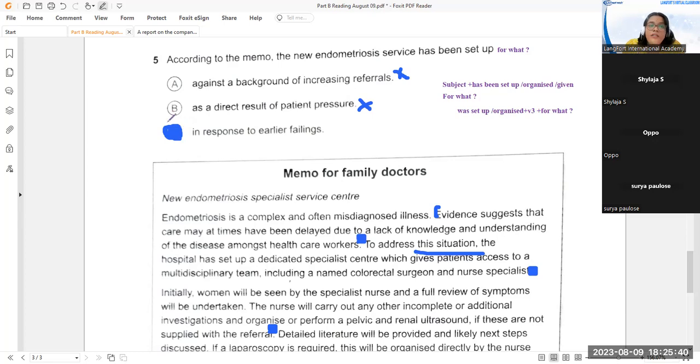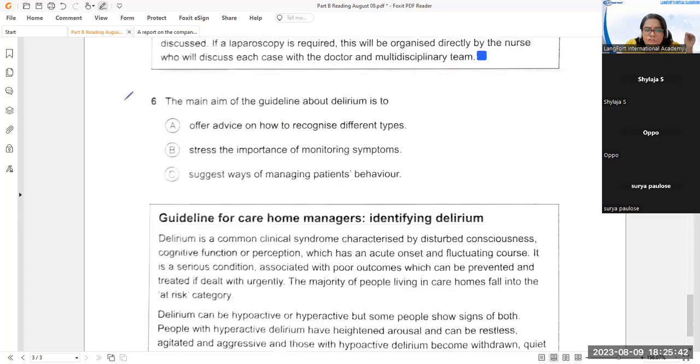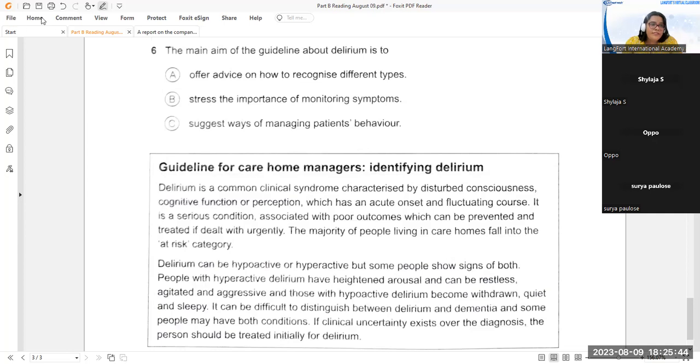Yes, okay, all right. So this is pretty straightforward. I'm moving on to the final question for today. Shailaja, can you read the 6th question for me?